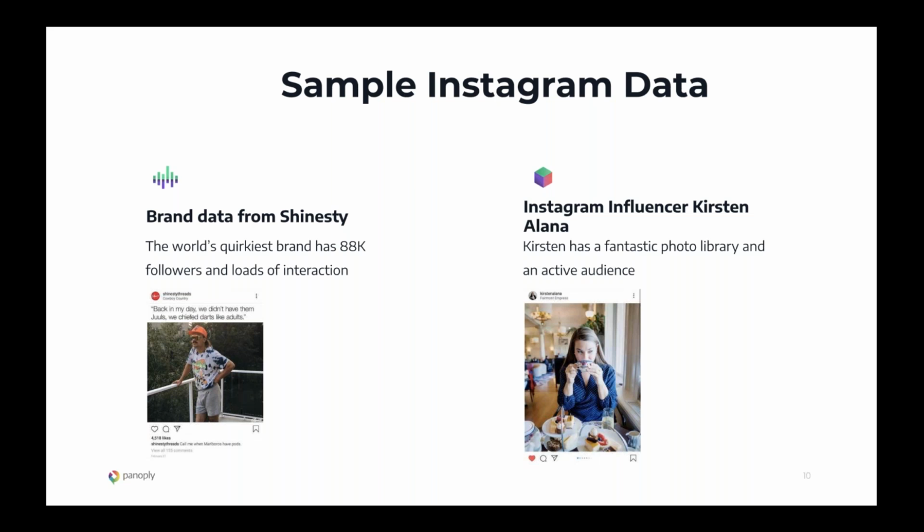And then on the right-hand side, you'll see my friend Kirsten Alana, who is, first and foremost, a photographer, but she's also a travel influencer and a digital marketer. She has close to 250,000 followers on Instagram, and she has some amazing photos and interactions. She has worked with many brands, including travel brands, car brands, and goods and products. I actually met her when I used to work at Nokia. She was one of our Nokia photo influencers. So we have two really fun Instagram data sets.